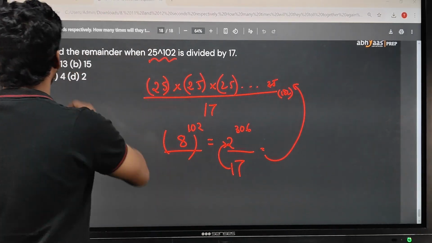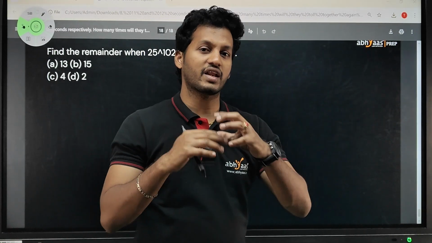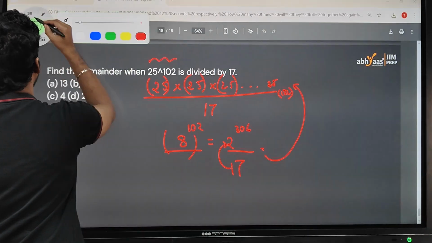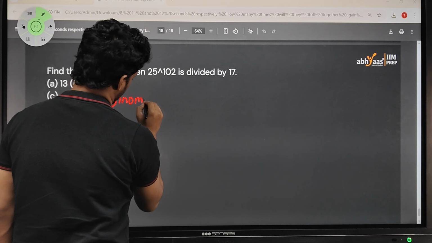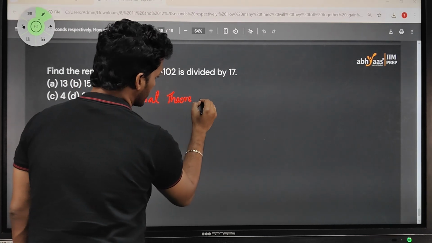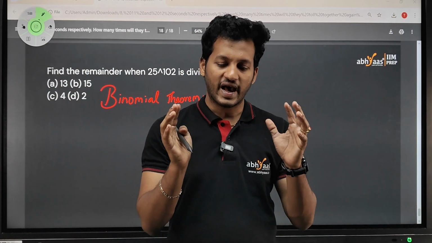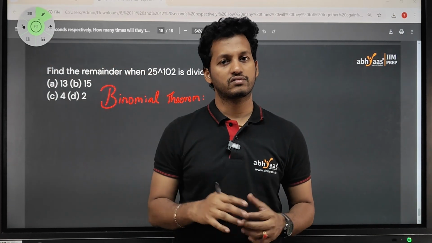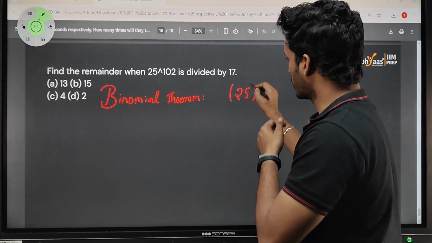So again the problem comes again as 2 power 306, again a different, bigger number divided by 17. So here I have to apply a theorem called the binomial expansion theorem. In this theorem, we will express a number as an addition of two terms, and we will expand that number into a normal series. Let's see, for example, 25 power 102.